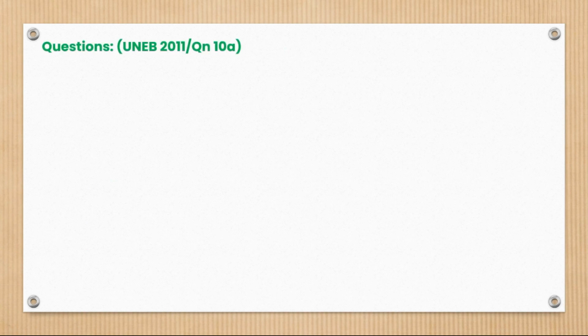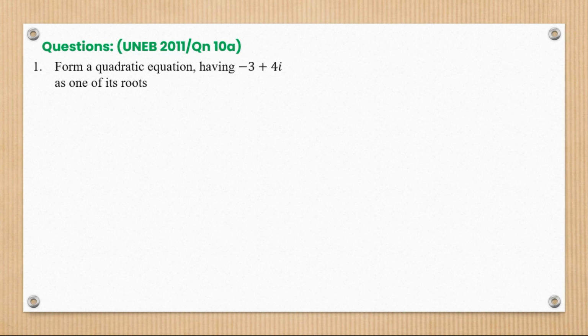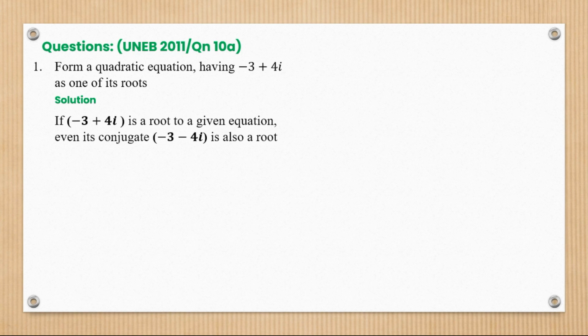Let's look at a question from UNEB 2011. This is question 10a. We're being asked to form a quadratic equation having -3 plus 4i as one of its roots. So let's see how we form this quadratic equation. As we said, if -3 plus 4i is a root to a given equation, then even its conjugate, -3 minus 4i, is also a root. So let's first find the sum of the roots. We get the sum by adding the conjugate to the original complex number. When you add the two, we get -6.